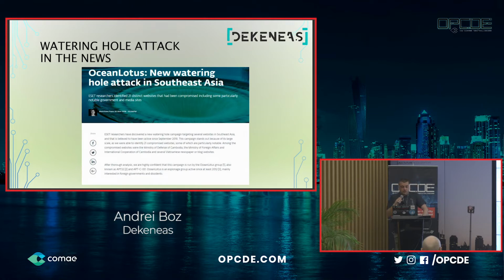We also see that watering holes are a very favorite attack vector in APT groups. More recently, in 2018, apparently Ocean Lotus had attacked like 21, 25 websites in Southeast Asia, and amongst them the Ministry of Defense of Cambodia, the Ministry of Foreign Affairs and International Cooperation of Cambodia, and several Vietnamese newspaper and blog websites.